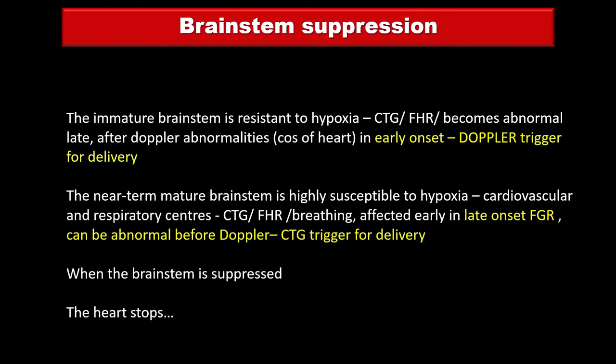In late onset FGR, the mature brainstem is highly susceptible to hypoxia. And the brainstem has cardiovascular and respiratory centers. Therefore, CTG, fetal heart rate and breathing will be affected early in late onset FGR, even before the Dopplers become abnormal. So CTG, breathing and fetal heart rate are the trigger for delivery.